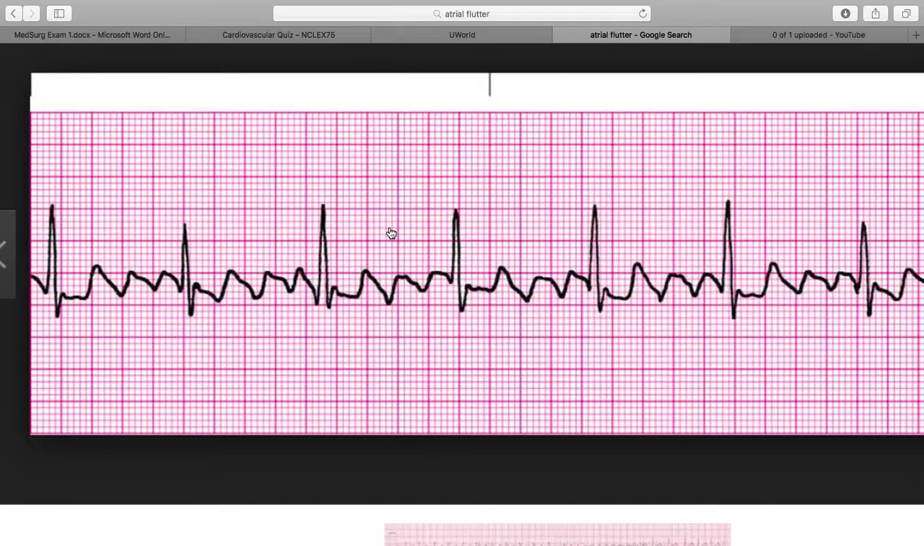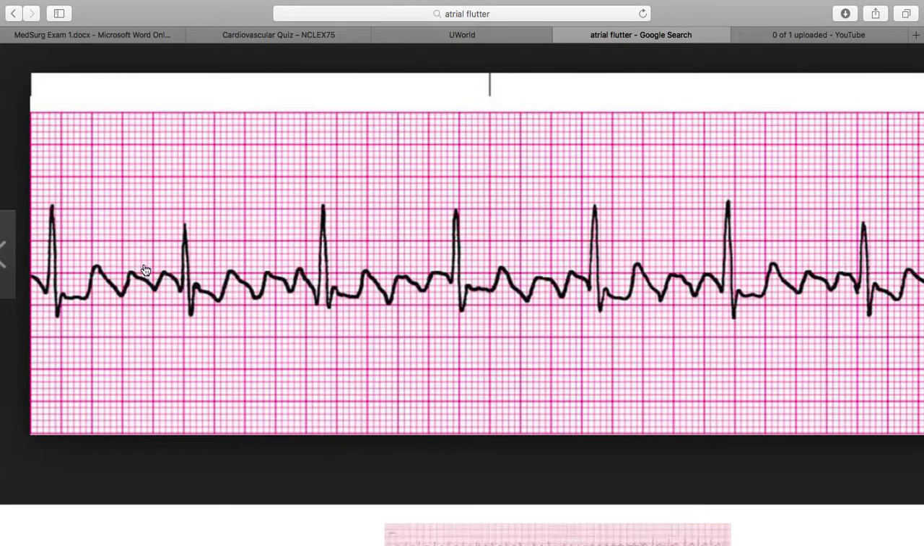Let's get into the cause. Now you guys see this is an atrial flutter because you really don't see a P wave. You see a little one right here, but then after that it's like a sawtooth. It's like flutter, flutter, flutter. It's not really a smooth boom. You don't see PQRST.